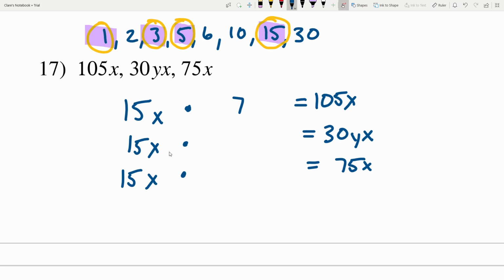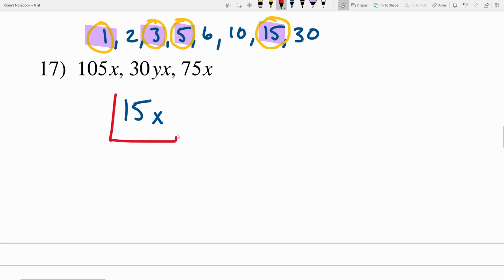Now the next one, 15x times what gives me 30yx? That's going to be 15x times 2y. And then the last one, 15x times what gives me 75x? And that's going to be 5. 15x times 5. Now, as you can see, there's no common factor between 7, 2y, and 5. So we did indeed pull out the greatest common factor at the start. So again, 15x is our solution in number 17.